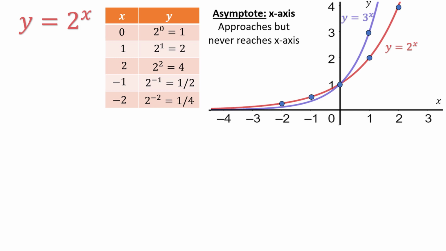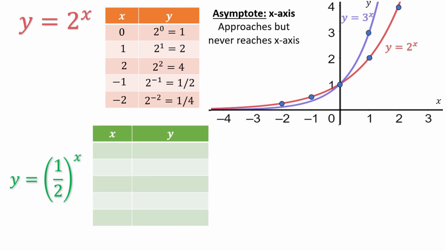Now, if you have a base that is between 0 and 1, the graph will look a little bit different. Consider y is equal to 1/2 to the x power. We still pass through the points 0, 1 and 1, a, which in this case is 1, 1/2, since 1/2 is the base. If you plug in larger values for x, we get smaller values for y.